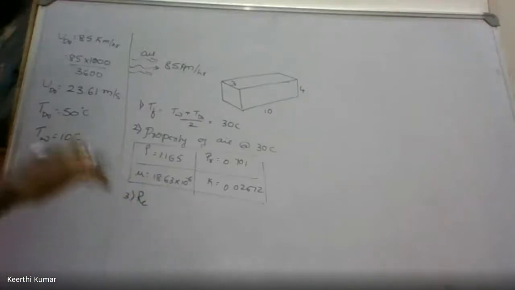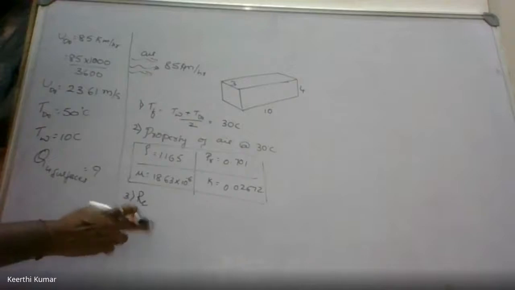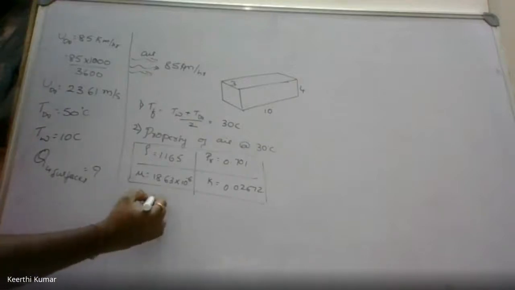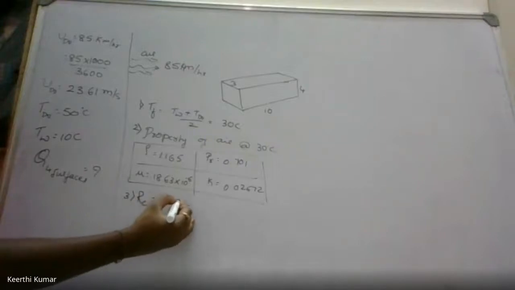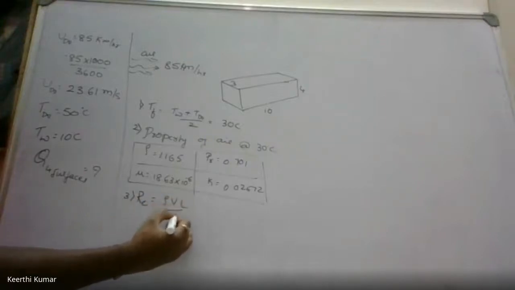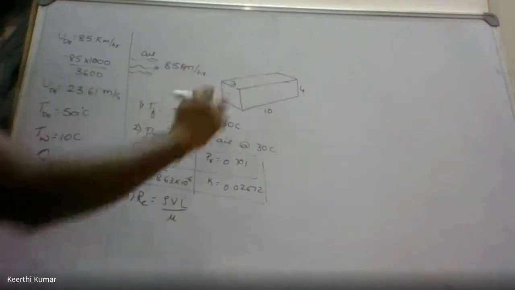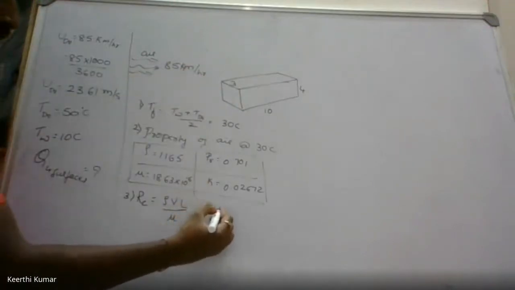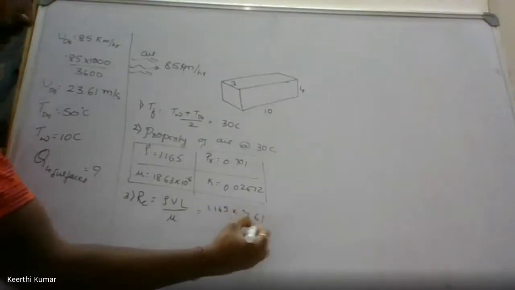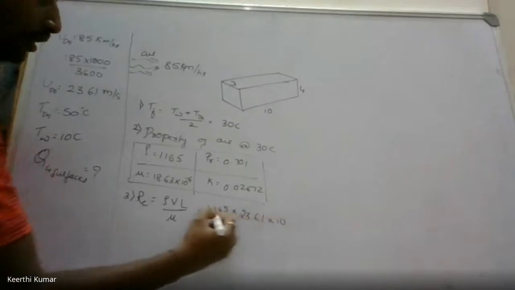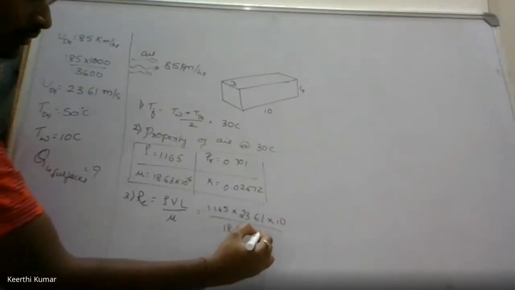For the Reynolds number, we already know it is turbulent, so no need to find that out. But this Reynolds number value is supposed to be substituted in further stages. So let us find the Reynolds number. What is the Reynolds number formula? Rho V L by mu. Why have I taken L again? Because air is moving over a length of 10 meters. So rho is 1.165, velocity is 23.61, into length 10 meter, divided by mu, 18.63 into 10 to the power of minus 6.